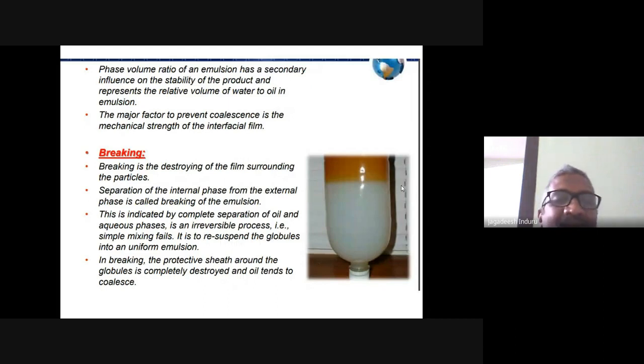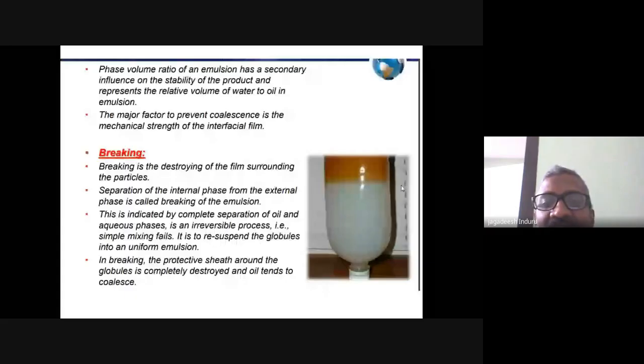And the last sign, that is the fourth sign, is breaking. It is the worst sign of an emulsion. It will make the emulsion be thrown out. The above three can be reversible and manageable. And of course, coalescence is also some risk. But breaking is the worst part of it.